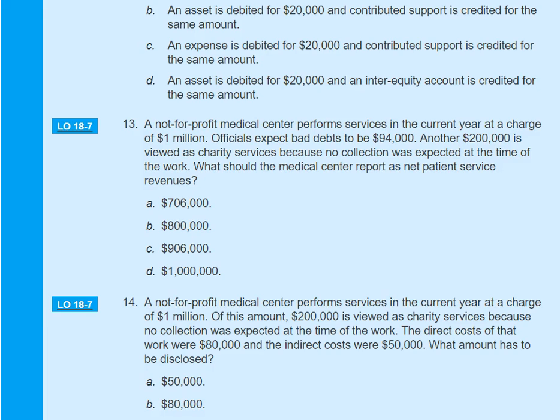It says a not-for-profit medical center performs service in the current year at a charge of 1 million, and officials expect bad debt of 94,000, and another 200,000 is viewed as charity service. Because this charity service is special, sometimes any healthcare or medical office can perform this type of charity service. That means they will not receive any revenues from those charity services. Now it asks what the medical center should report as net patient service revenue.